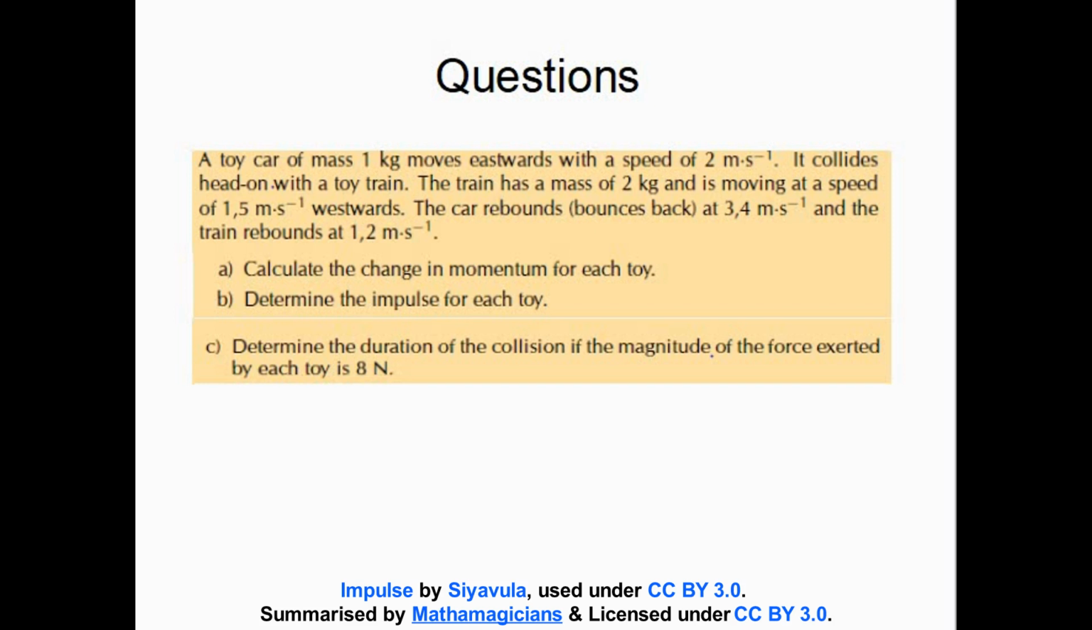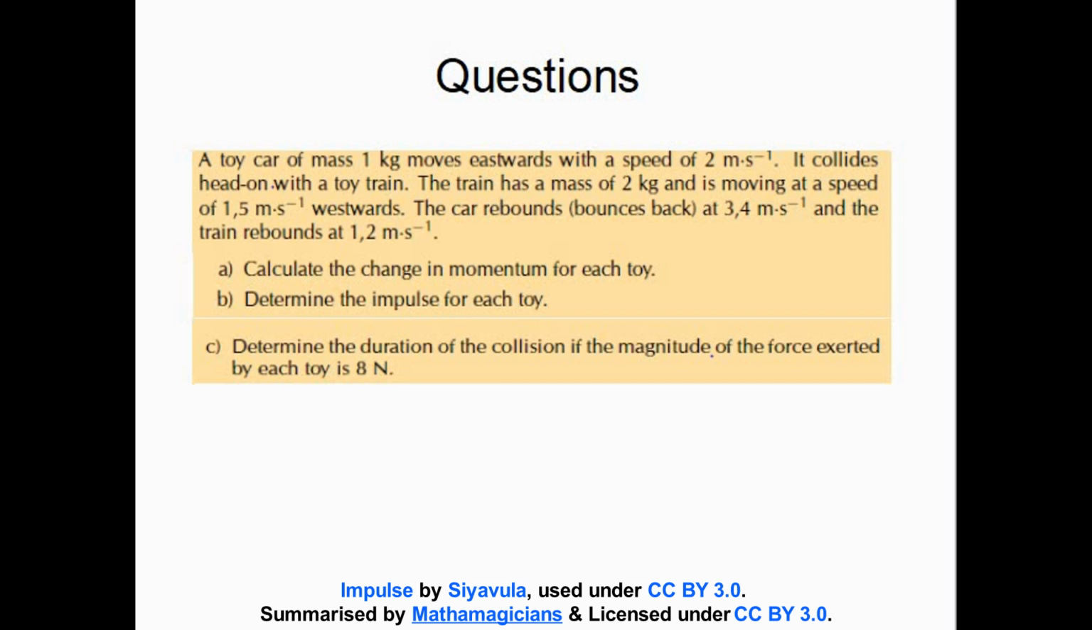Hello everyone and welcome to our video on the questions for the section on change in momentum and impulse momentum theorem. Alright, we're going to have a look at a question here. Let's read it together.